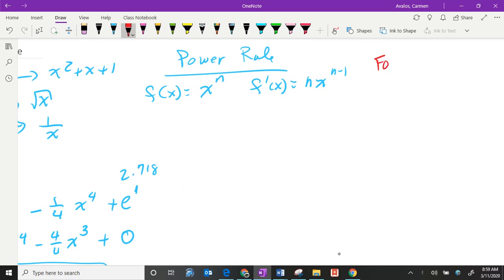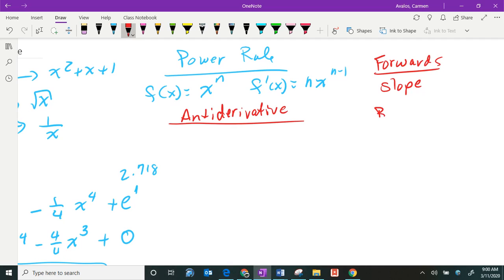So this one here is forwards. That one there is finding the slope of the tangent line. And so anytime going forward is finding the slopes. Going backwards is the antiderivative. And that is going backwards, and that's finding the area under the curve or between the x-axis and the curve.